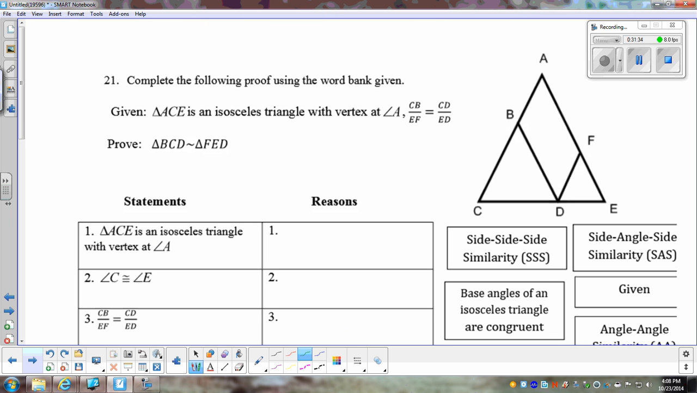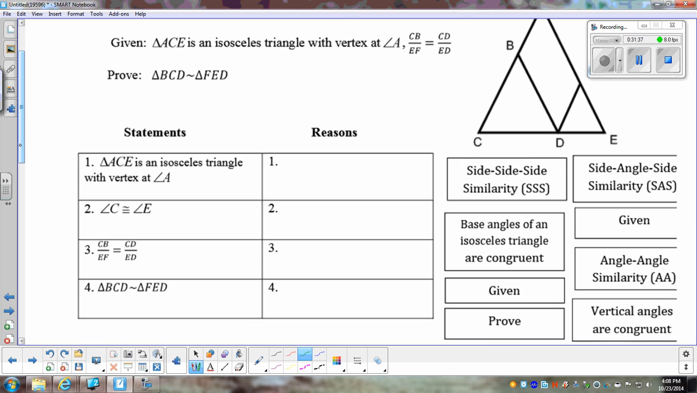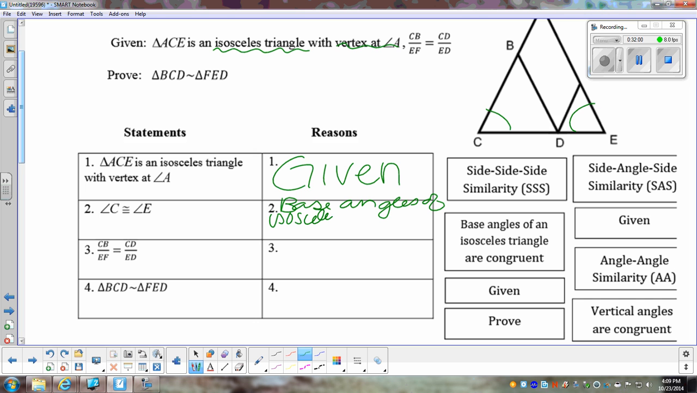21. Proofs. All right, so I know reason 1 is always given. Statement 2. I know that angle C is congruent to angle E because it tells me that ACE is an isosceles triangle with a vertex at A. So this is my base angles of isosceles triangles are congruent.